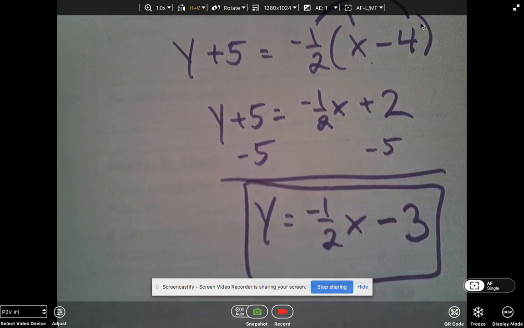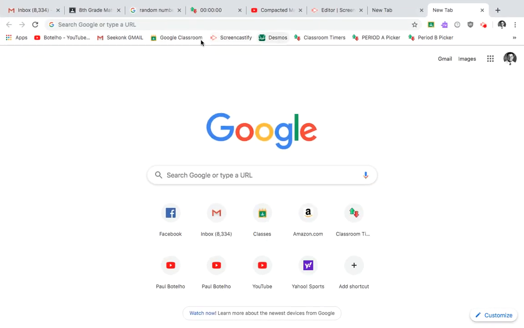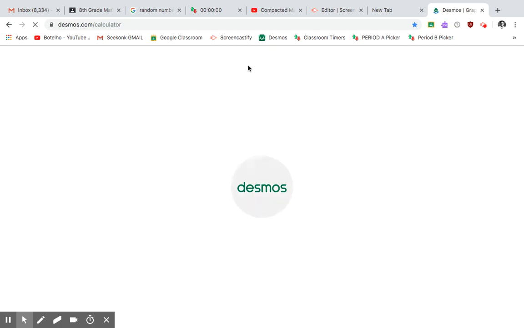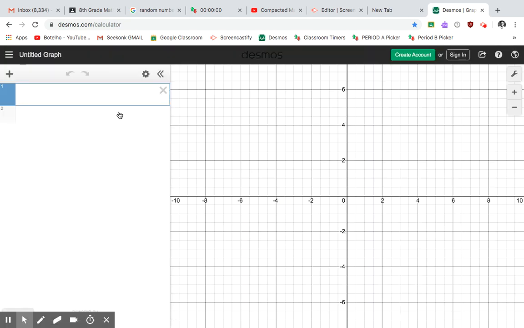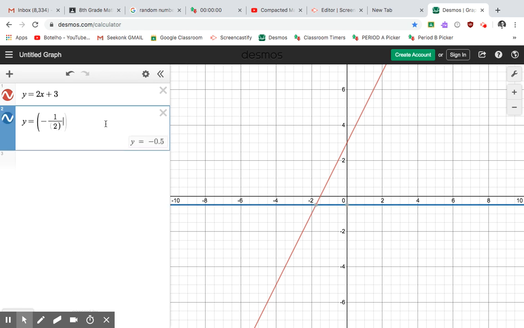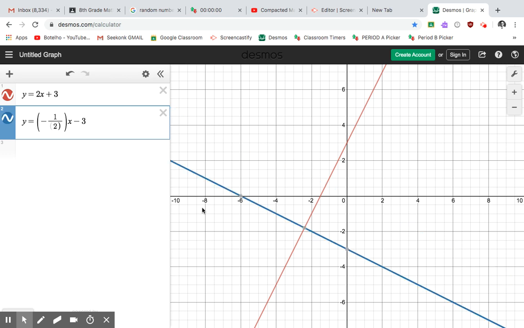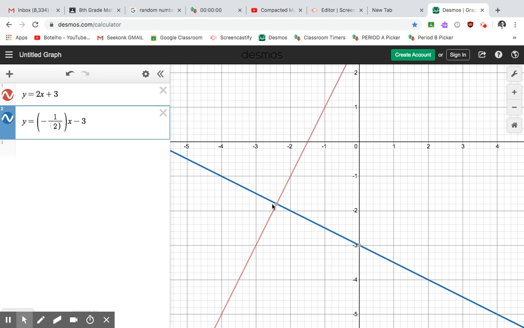If I go ahead into Desmos again, sorry I don't have it tuned up, and put in the two equations, y equals 2x plus 3 and y equals negative 1/2 x minus 3, you can see that they're both perpendicular to each other.